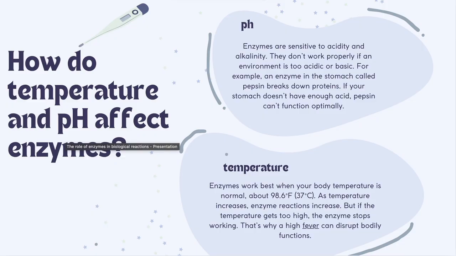In temperature, enzymes work best when your body temperature is normal, about 98 degrees Fahrenheit or 37 degrees Celsius. As temperature increases, the enzyme's reaction increases. But if the temperature gets too high, the enzymes stop working. That's why a high fever can disrupt bodily functions.